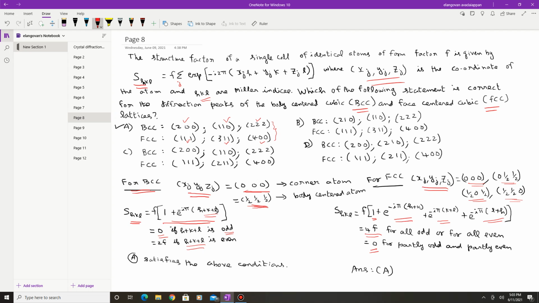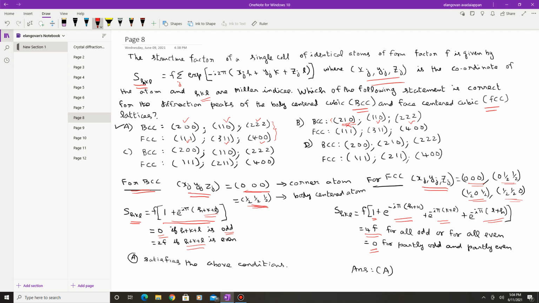So suppose you take B. 210, this is a mixed number for FCC, and for BCC, 2 plus 1 plus 0. So once you find the summation, 110 this is 2, so this is an even number. This is allowed. 2 plus 2 even number allowed. Whereas 210 this is an odd number. So this is not allowed.